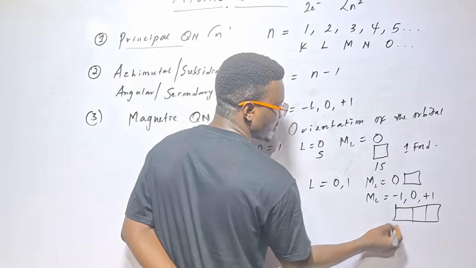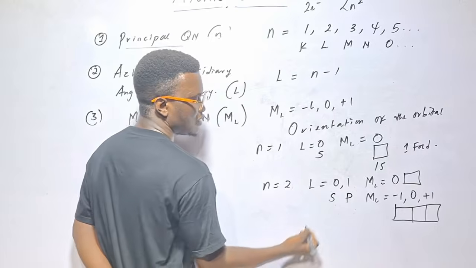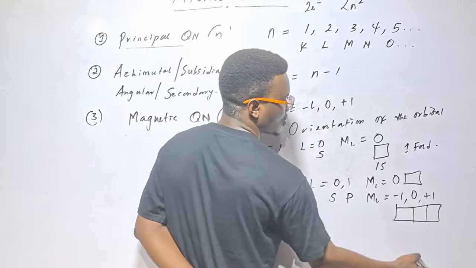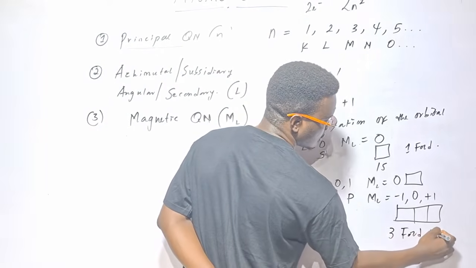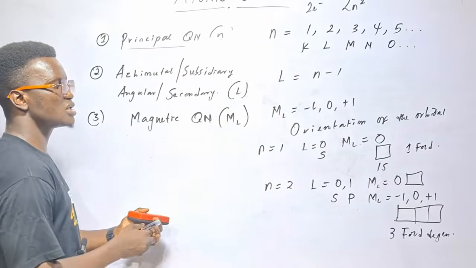Now, you must have been connecting now. If this is 2, then this is S, this is P. That means S is only divided into 1, while P is divided into 3. So we call this threefold degeneracy. Threefold degeneracy. Now, let me make this clearer.